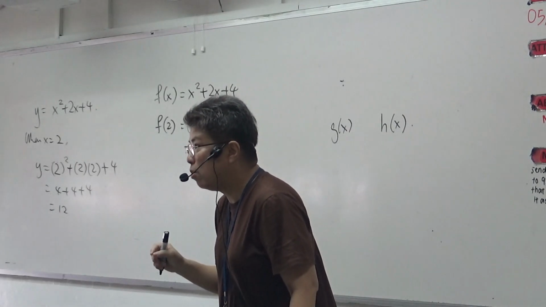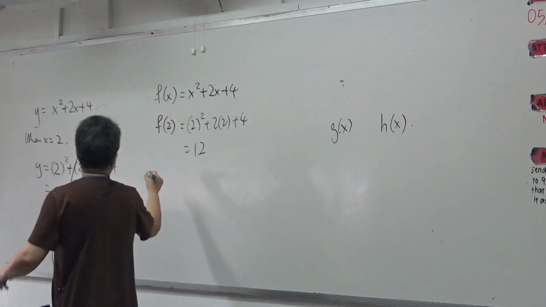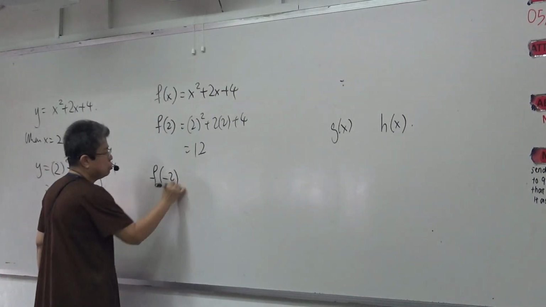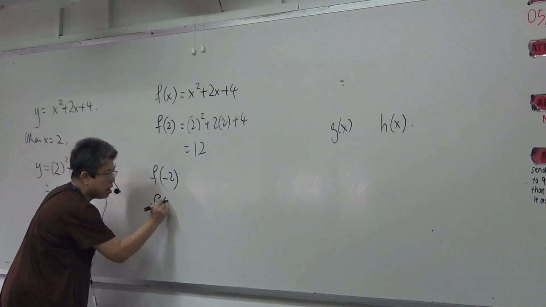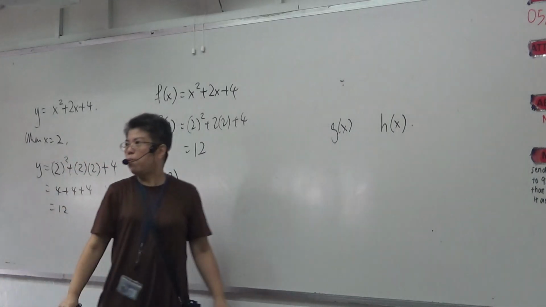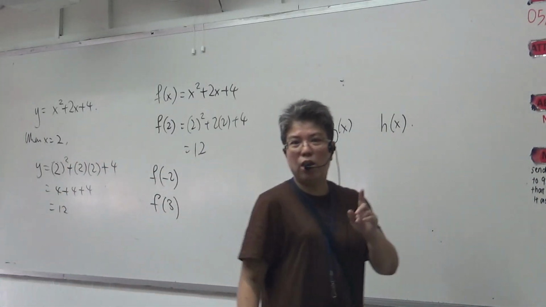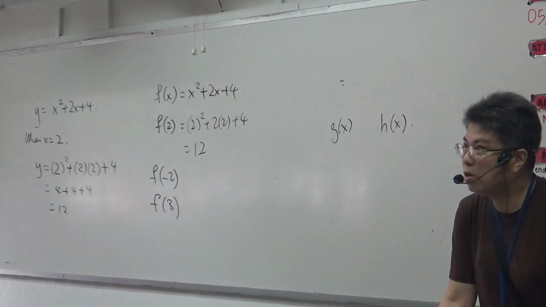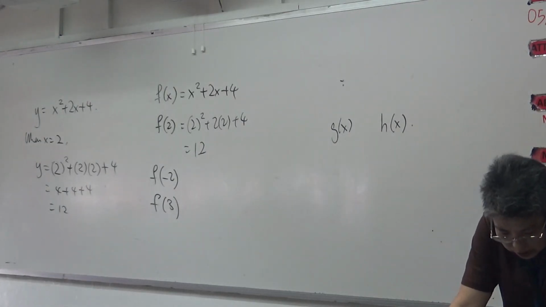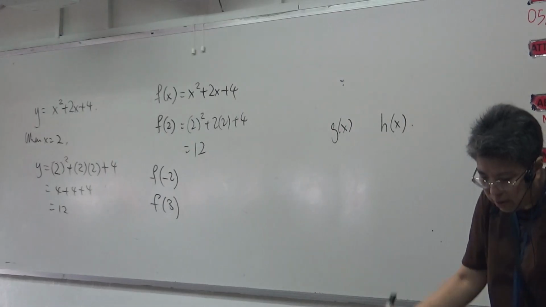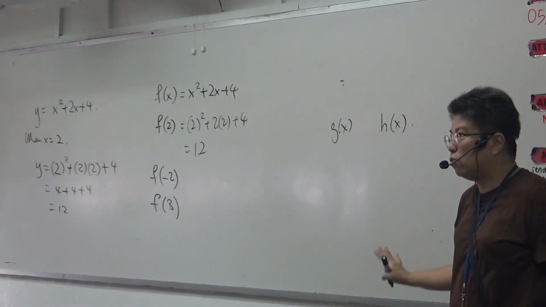Everybody clear? Okay, now, what if I write f(-2)? What does it mean? When x is what? Negative 2. Okay? What if I write f(3)? When x is 3. So this is the meaning of f(x). Are you clear now? Okay, yeah? Everybody okay with the notation first?